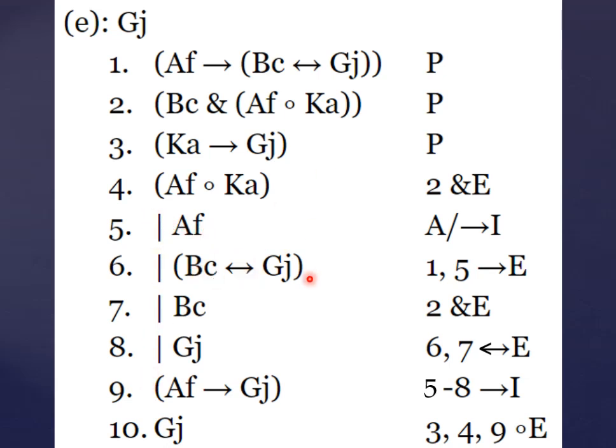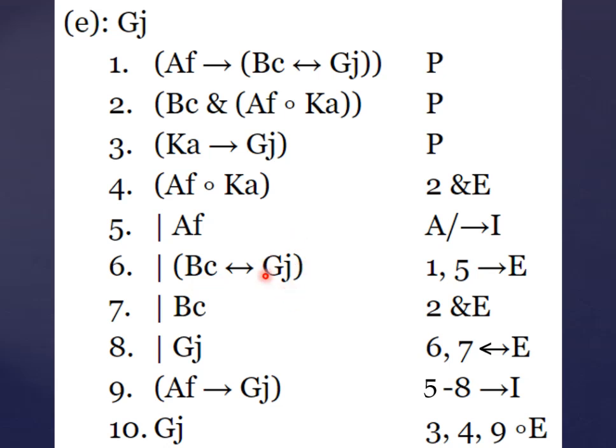And now I have to derive GJ. I have to deduce GJ from AF. So that's what I end up having to do now in this subderivation. So I assume AF. My assumption along with line 1 leads me to get BC double arrow GJ from lines 1 and 5.